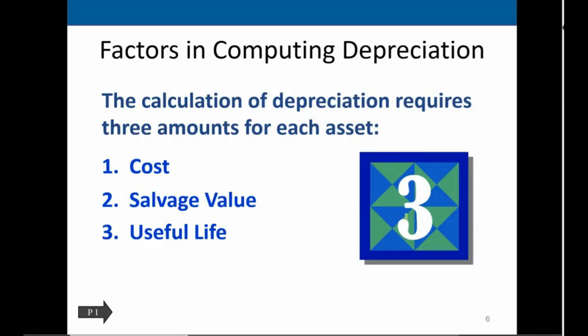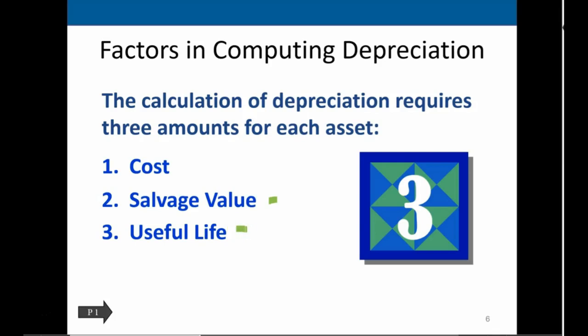So factors computing depreciation. A calculation of depreciation requires 3 amounts for each asset. So in order to calculate depreciation, we need to know the cost. We need to know the salvage value. That means that's what we can sell it for at the end of its estimated useful life. So if it's a forklift and we think the forklift is going to be used for 5 years, at the end of 5 years, it's going to be worthless, but we can at least scrap the machine for a certain amount. That scrap is what we think is the salvage value. Sometimes the salvage value is 0. We just won't have a salvage value.